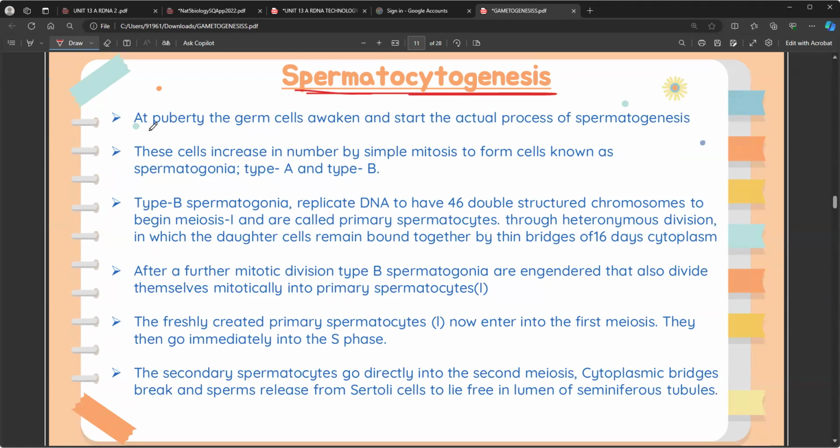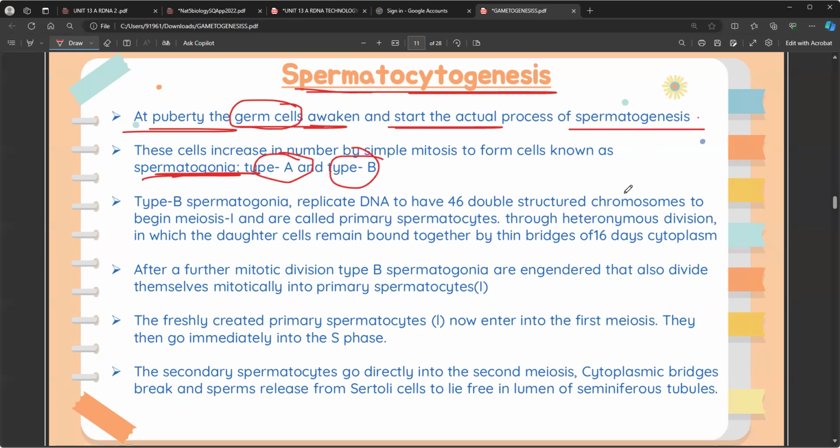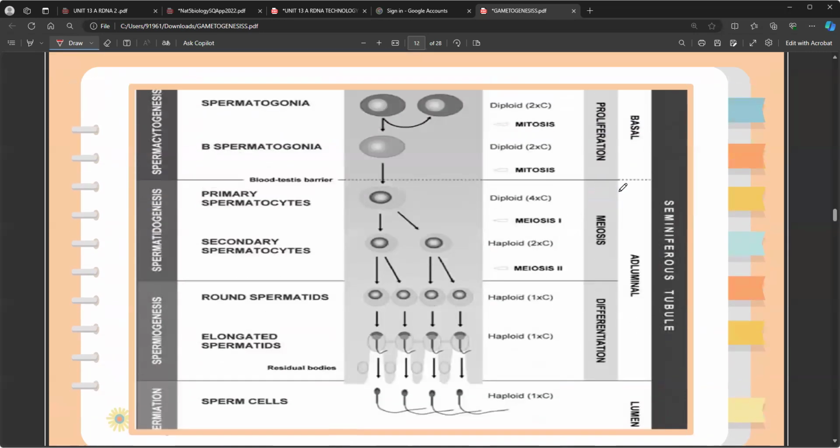Spermatocytogenesis. Remember, at the stage of puberty, the germ cells, which are located on the outer wall of the seminiferous tubule, awaken and start the actual process of spermatogenesis. These outer germ cells we call the spermatogonia. There are 2 types of spermatogonia: type A spermatogonia, as well as type B spermatogonia.